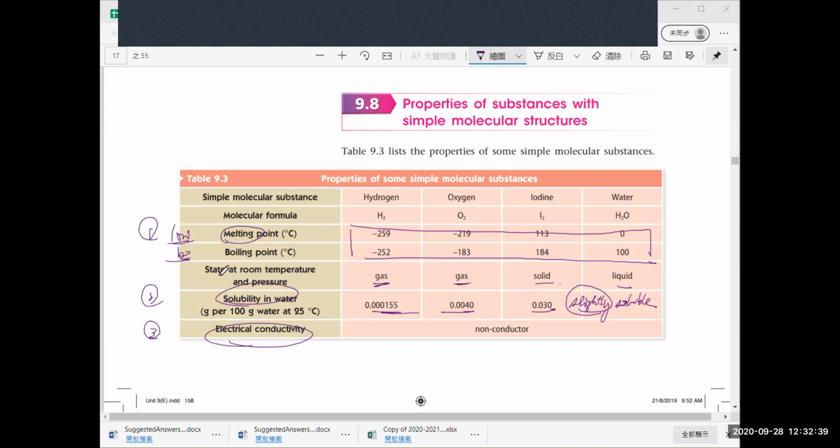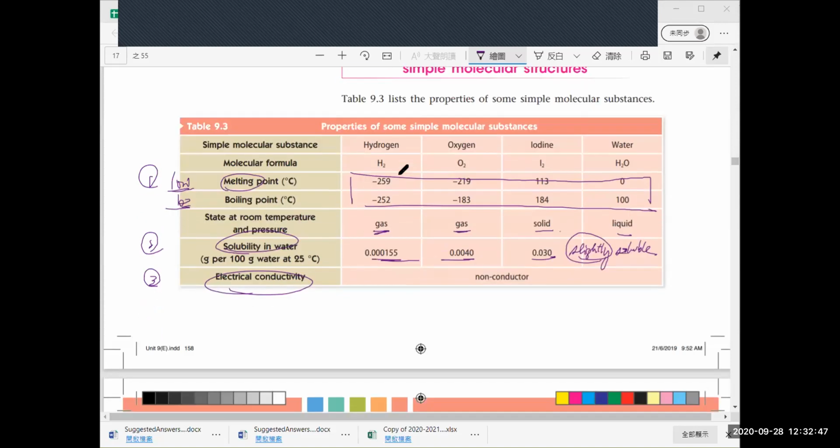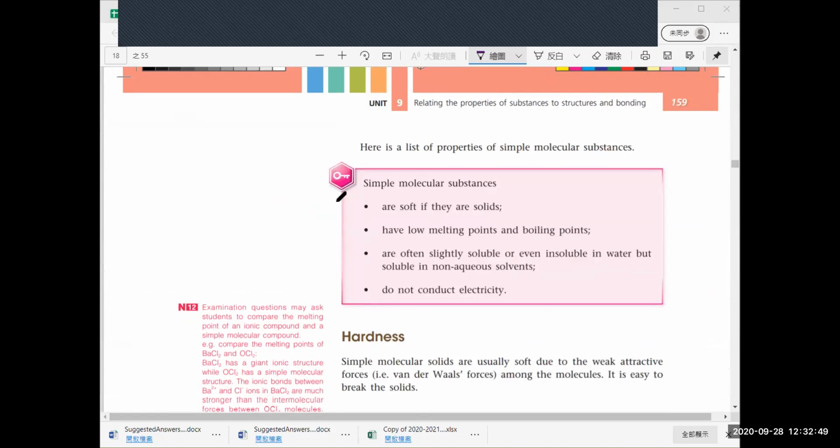So today it's time to review those three properties. First of all, melting point is very low. Second, solubility in water is so poor. Third, poor electrical conductivity. Besides, if you talk about solid, normally it is soft, with low melting point, low boiling point, slightly soluble or even insoluble in water, and does not conduct electricity.